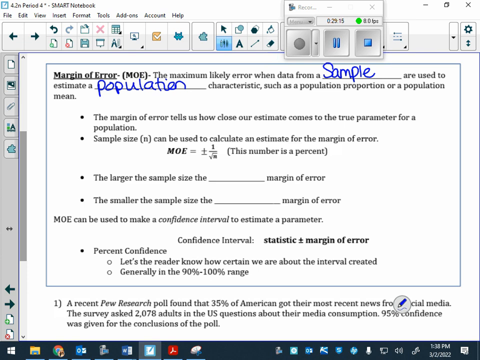So some of the sampling error could be the way the question's asked. Can people not be truthful when they answer these things? Yeah.